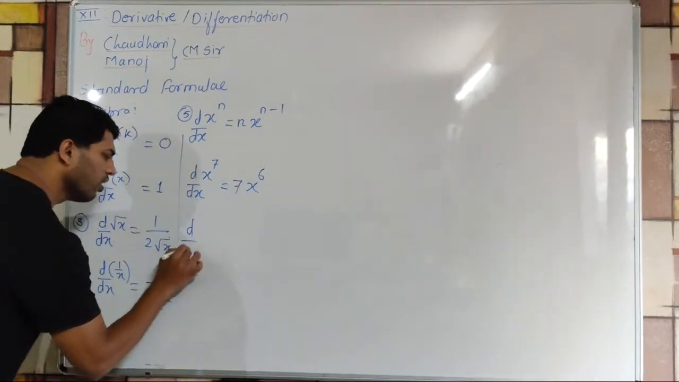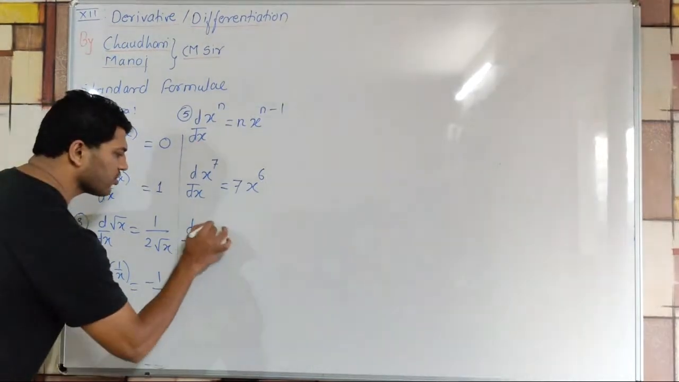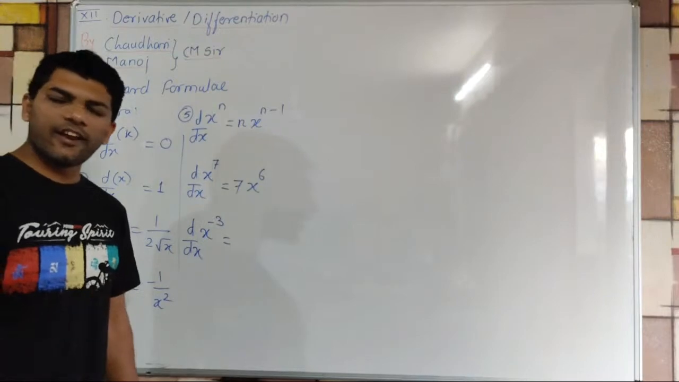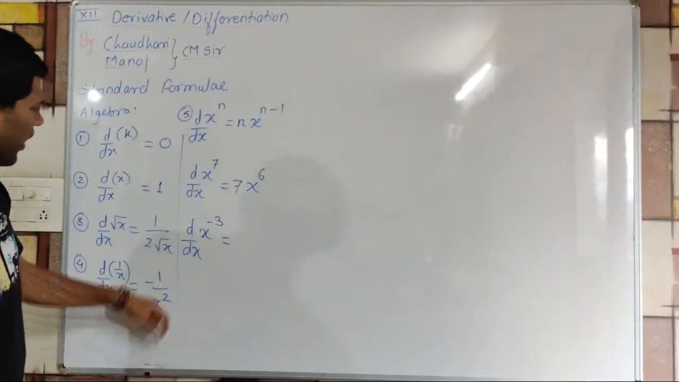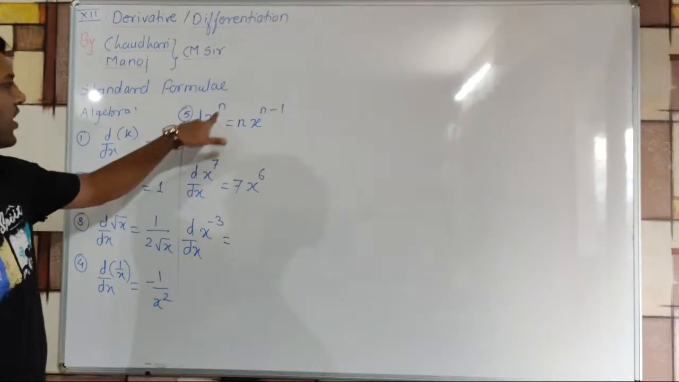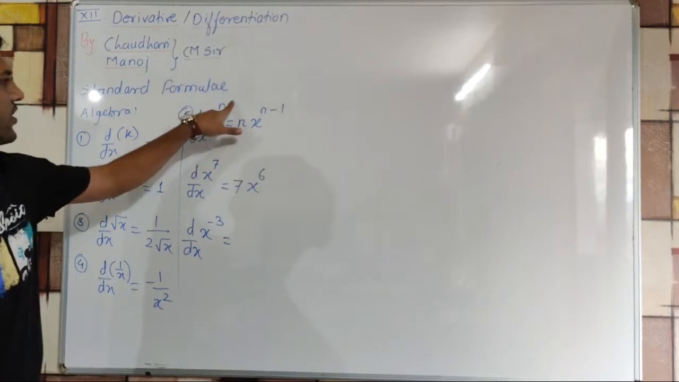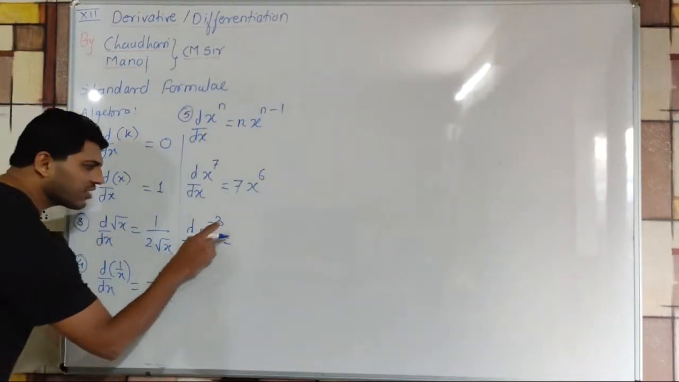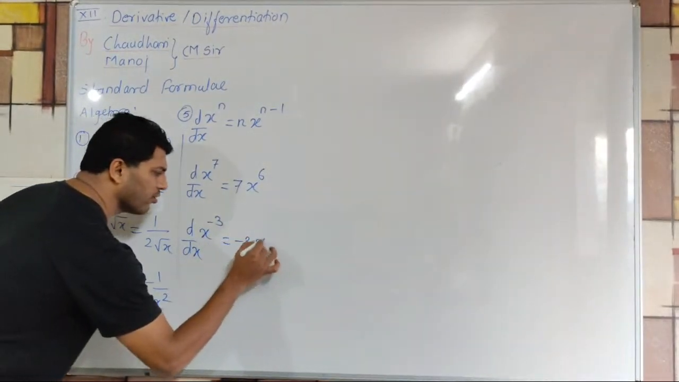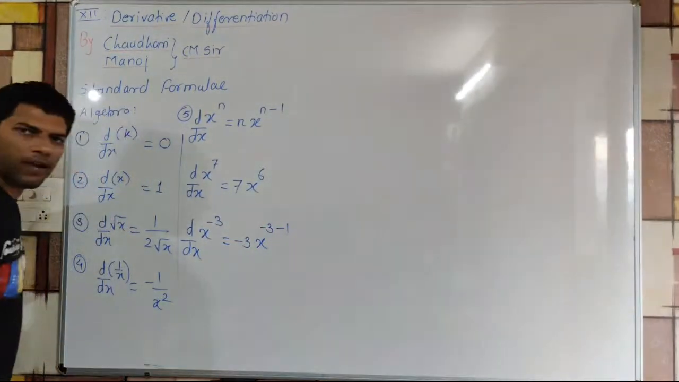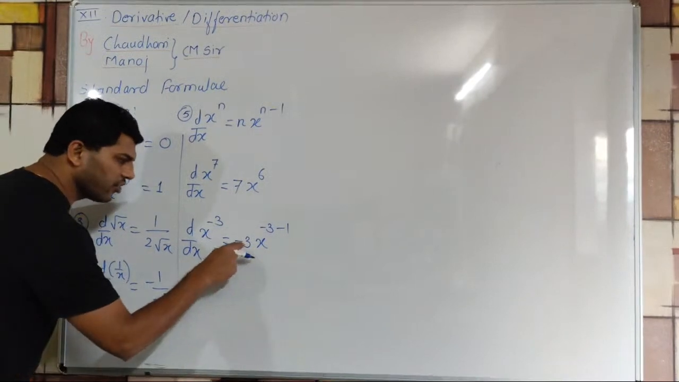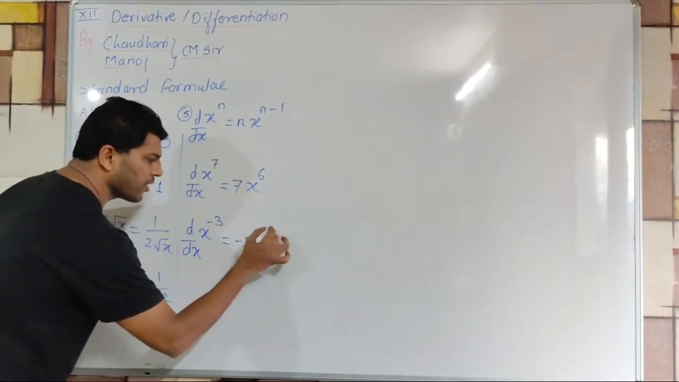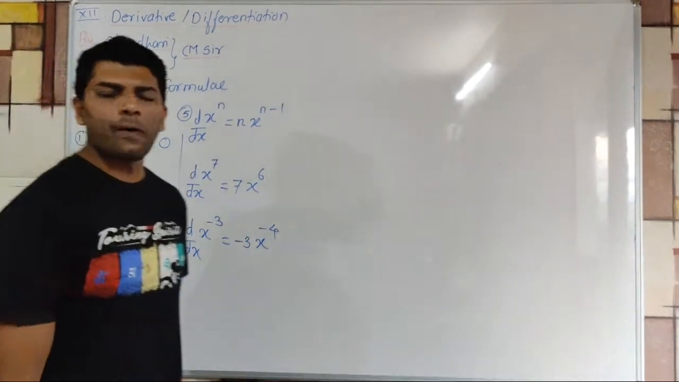One more for you: the derivative of, let's say, x raised to minus 3. Don't worry whether it's a positive or a negative power. You immediately apply this formula for x raised to n. The derivative of x raised to n is n into x raised to n minus 1. So it's simply n into x raised to minus 3 minus 1. Understand this? You can express it as minus 4. So the power may be anything.